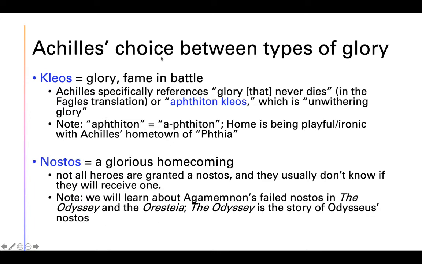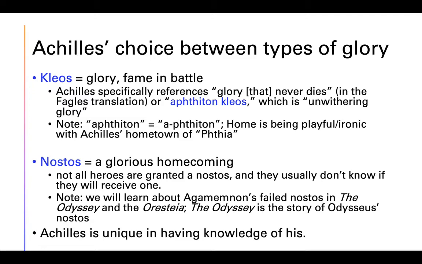So anyway, Achilles' choice you could maybe see as a choice between glory in battle or glorious homecoming. Again, I'm not sure exactly if he would have a glorious homecoming. Usually you have a glorious homecoming when you also achieve glory in battle. But anyway, he is largely choosing between fame in battle or going home. And so that's his choice, Achilles.